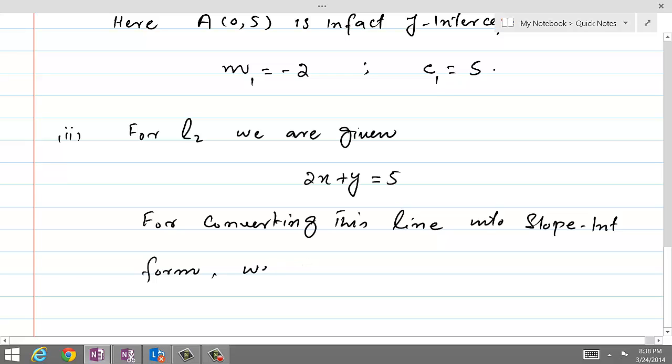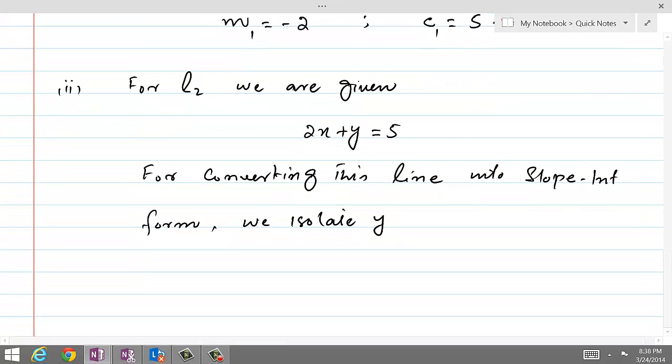We isolate y, and what we do for isolating y is that every term independent of y must be transferred to the right side of the equation. For that purpose, we are going to transfer 2x to the other side, and this will give us y is equal to minus 2x plus 5.